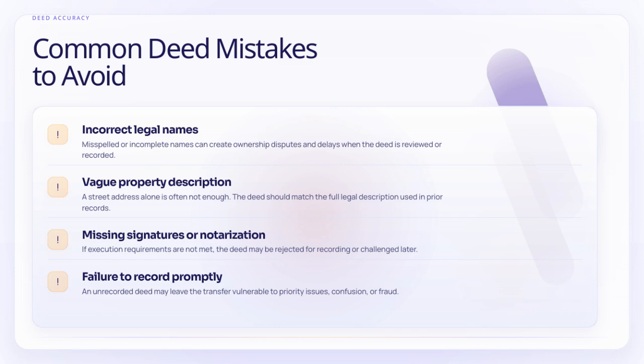If the deed isn't properly executed, it might be rejected when attempting to record it, or it could be challenged later in court, putting the transfer at risk. Additionally, failing to record the deed promptly can cause major complications. An unrecorded deed can lead to priority conflicts, confusion about ownership, or even potential fraud. Keeping these points in mind helps safeguard the integrity of the property transfer and prevents costly legal headaches.